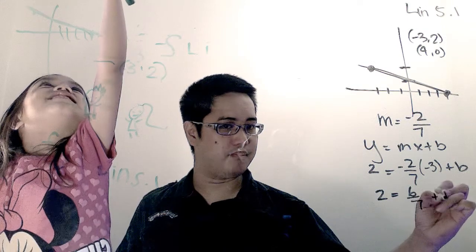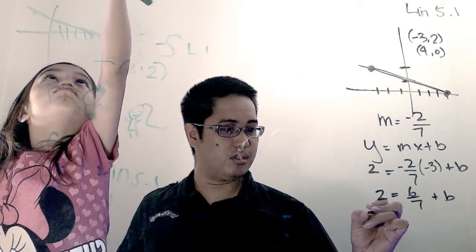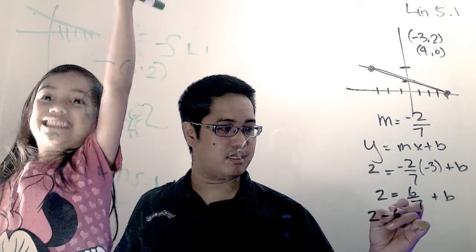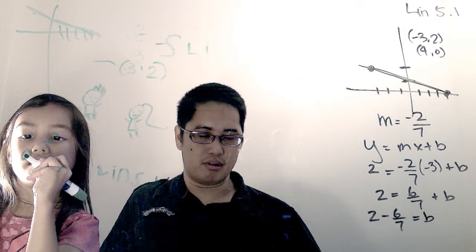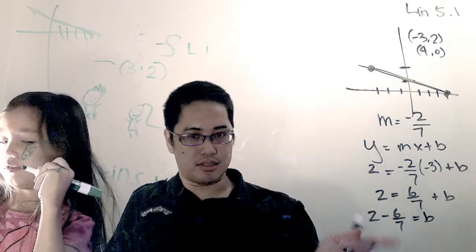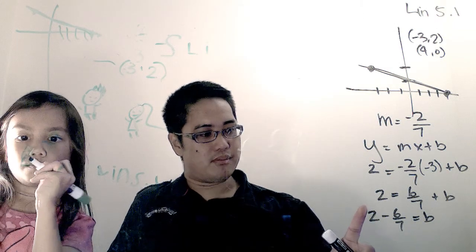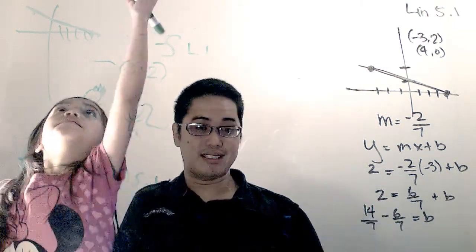So let's see, this is 2 equals +6/7 plus b, and then I have 2 minus 6/7 equals b. I just took the 6/7 and put it on the other side. Now I have to subtract fractions. I'm going to do some chalkboard math if that's alright with you. I'm going to change this 2 over to be 14/7. That's the same as 2.